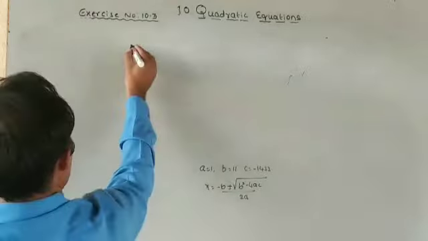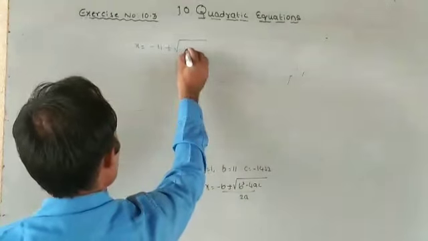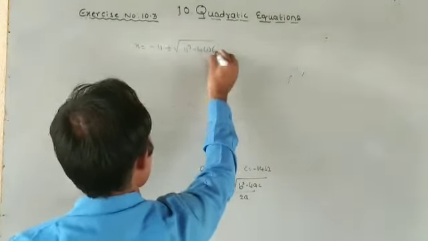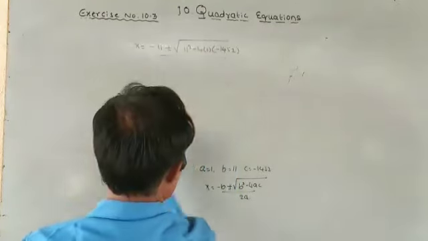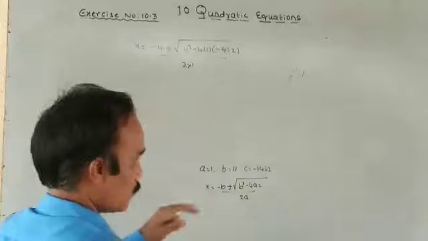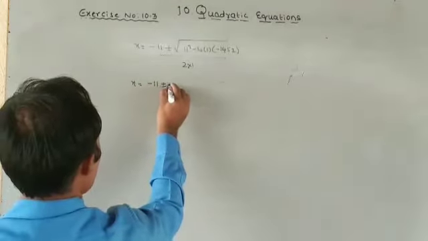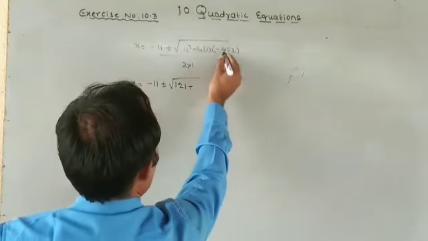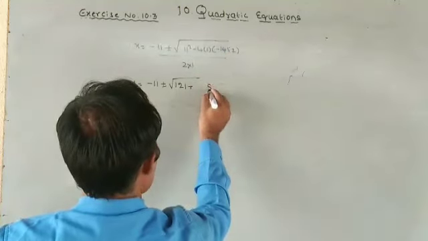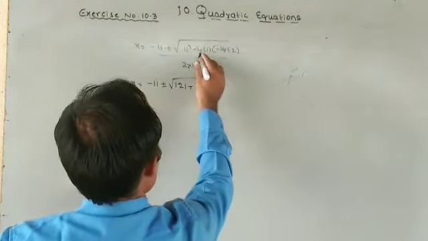If you want, you can divide by 2, no problem. So 4x square minus 35x minus 375 is equal to 0. Now this is of the form ax square plus bx plus c is equal to 0. What is the equation? 4x square minus 35x minus 375 is equal to 0. So I will continue.